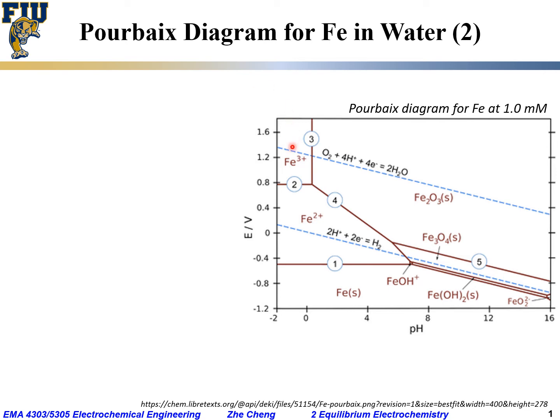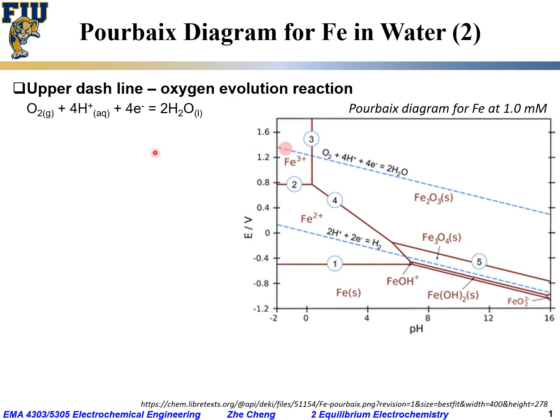Now let's look at the other line, which is the upper dashed line. It represents the oxygen evolution reaction. It is oxygen gas combined with protons and electrons to form two water molecules. Okay, oxygen gas, 4 protons, 4 electrons to form two water molecules, with water in the liquid state.